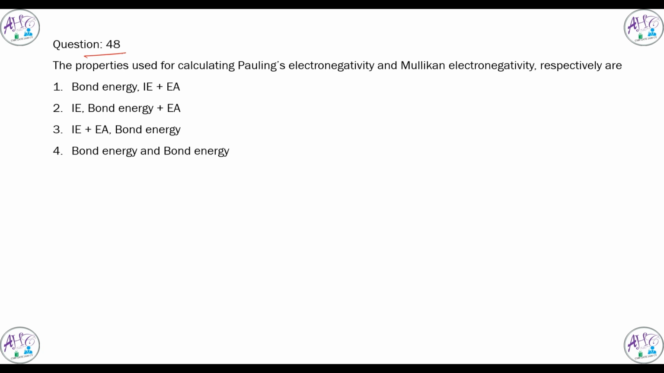48th question. This is a straightforward question. The properties used for calculating Pauling's electronegativity and Millikan's electronegativity respectively are. So your Pauling electronegativity can be calculated using your bond energy, and your Millikan electronegativity can be calculated using your ionization energy plus electron affinity. So option 1 is the correct answer.